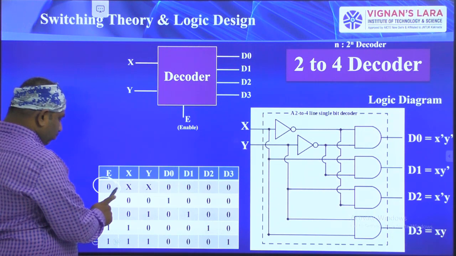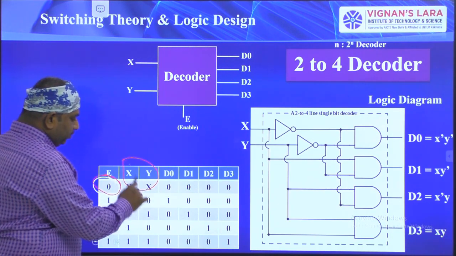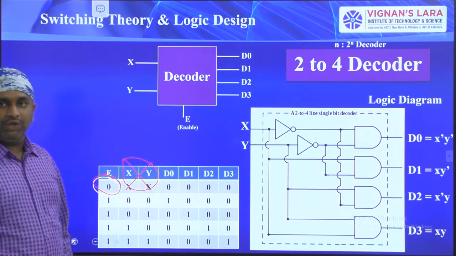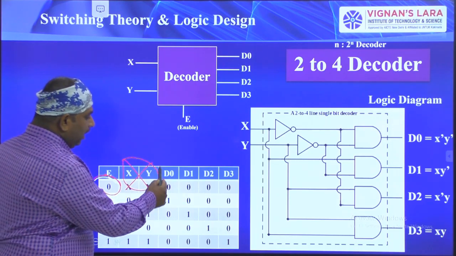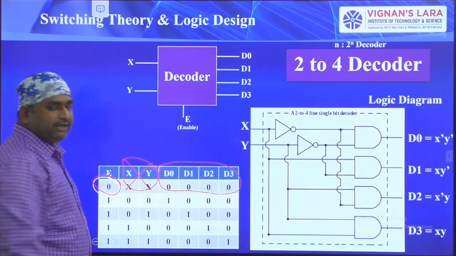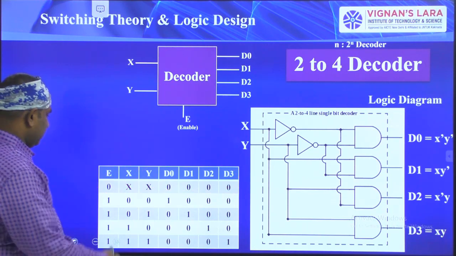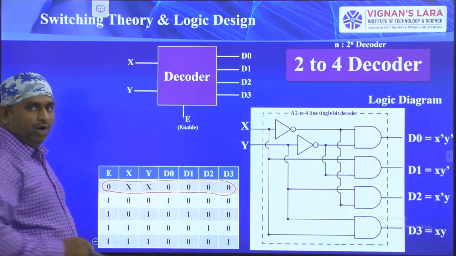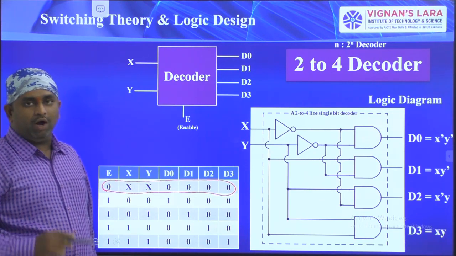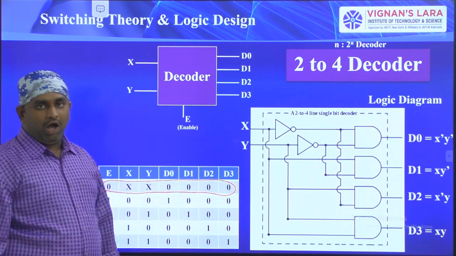When enable is equal to 0, there is no possibility of taking inputs. So inputs we can't take. Then all the outputs are in the deactivated states. This is a very, very important situation. When you have not switched on the kit, when you have not enabled the kit, it will not take the inputs and it will not give the output.